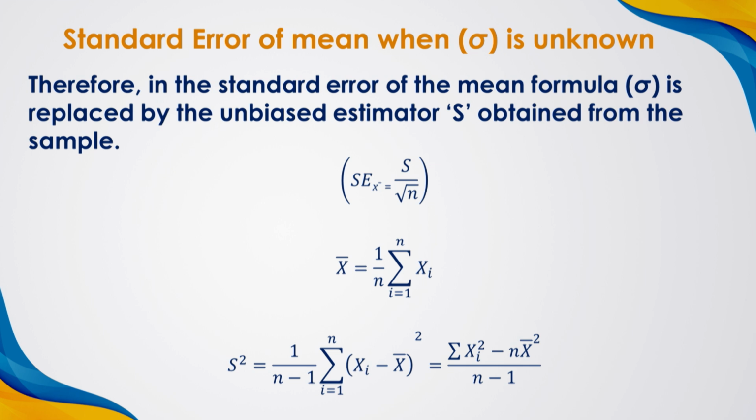x i, S squared equals 1 by n minus 1 sigma i equals 1 to n, x i minus x bar whole squared. Another version or another form is sigma x i squared minus n x bar squared, divided by n minus 1.